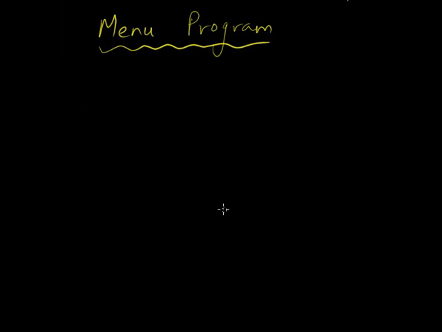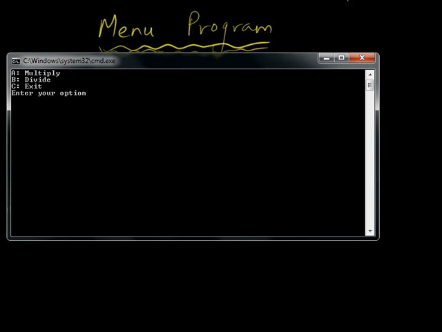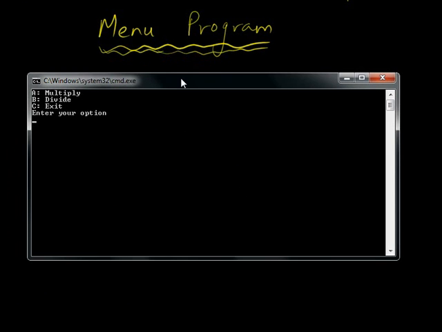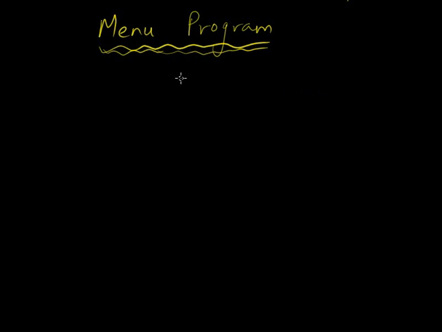Okay, now switch cases have a lot of advantages. You can write a menu program, a program which involves a menu, using a switch case construct in the C language. A menu program like this. It gives us a menu: A for multiply, B for divide, C for exit. If you enter your option as A, it says multiplying and says thank you. So this way you can implement a menu program.